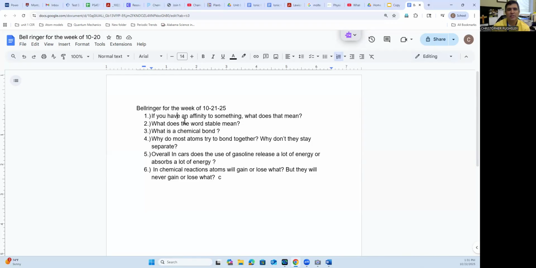Overall, in cars, does the use of gasoline release a lot of energy or absorb a lot of energy?